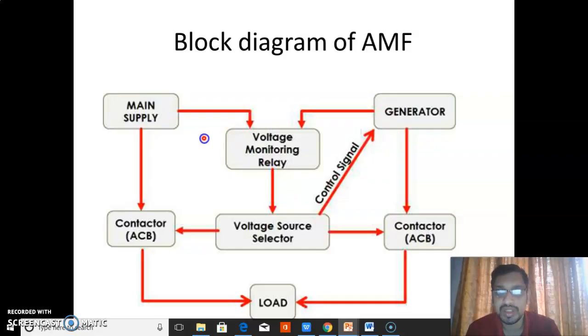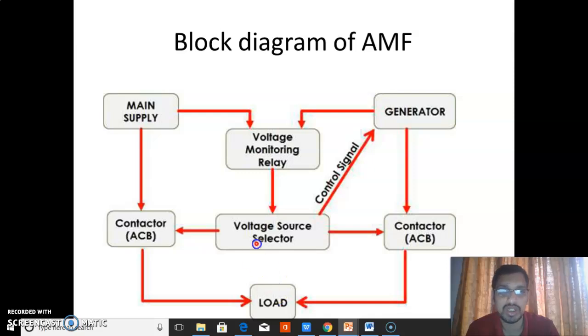The main supply means the grid connection, the electricity from the electricity board, and the standby generator means it's a standby generator. Two contactors, ACB air circuit breaker contactors, are used. One contactor controls the main supply, and the second contactor ACB controls the generator supply. The output of the two ACBs is connected to the load.